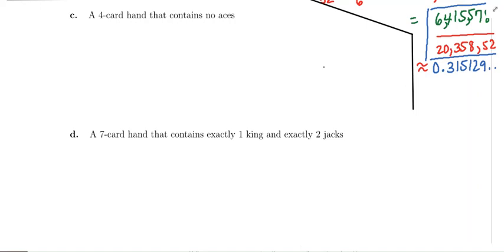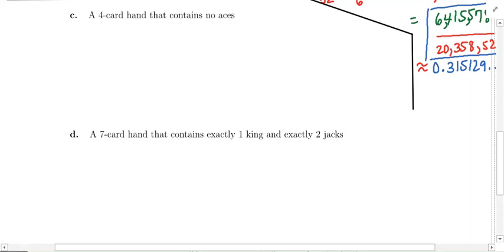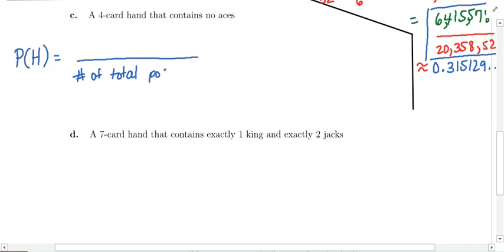In example 8C, we are trying to compute the probability of being dealt a 4-card hand that contains no aces. So how we're going to set this one up: to get the probability of drawing such a hand, remember you're going to have a fraction. The bottom is going to be all the possible outcomes, so the number of total possible 4-card hands. That's what's going to go in the bottom, because we have to look at all the possible 4-card hands that could be dealt to us.